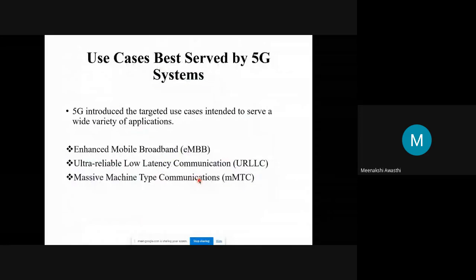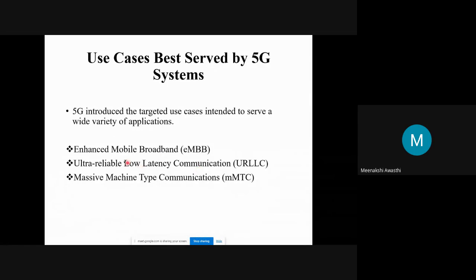Now, use cases best served by 5G systems. If you recall, there are three use cases that are served with the help of 5G systems. 5G introduced targeted use cases intended to serve a wide variety of applications. First is eMBB, URLLC, and mMTC. eMBB is enhanced mobile broadband. Next is ultra-reliable low latency communication.